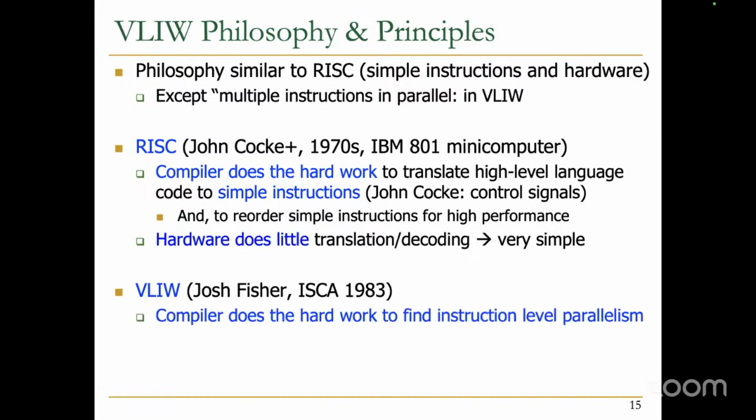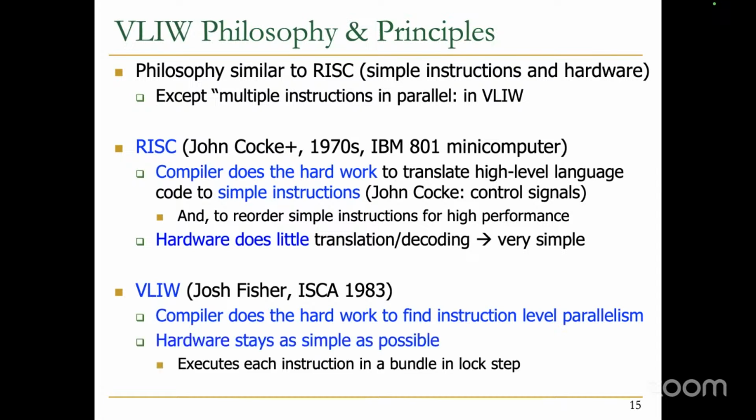VLIW essentially takes it to the next level. We also want to fetch and execute multiple instructions. So in the vertical dimension, the compiler does the hard work to find instruction level parallelism as well. Hardware stays, again, as simple as possible. Each instruction in a bundle executes in lockstep. So these two things are actually similar to each other, and they have had a lot of influence in the field, clearly. So why do we want to keep hardware simple? This is kind of obvious, but let's reiterate. Because if you have very simple hardware, it's easier to design. It's easier to verify.